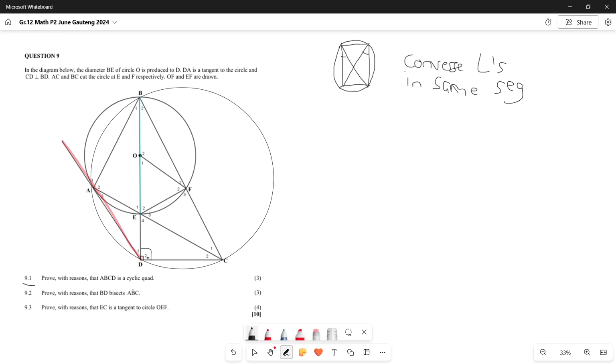The 4th one works best because we were given an angle 90 over here, which means if we know D2 is 90, we have to prove that A2 is 90 as well. And A2 is 90 because we have angle in a semicircle over here.